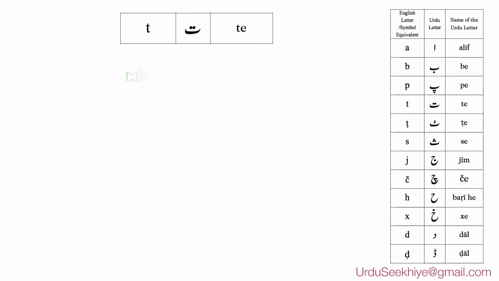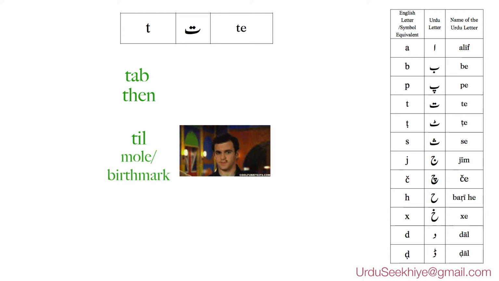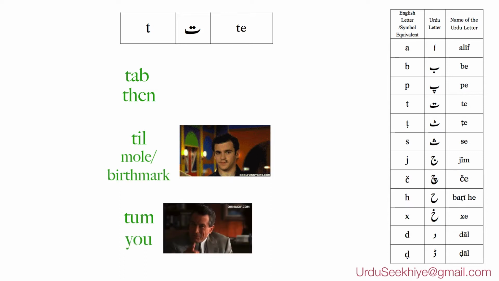First word, tab. Tab means then. Next word, til. Til means mole or birthmark. And our final word, tum. Tum is one way of saying you. We'll learn more about that in our grammar series.